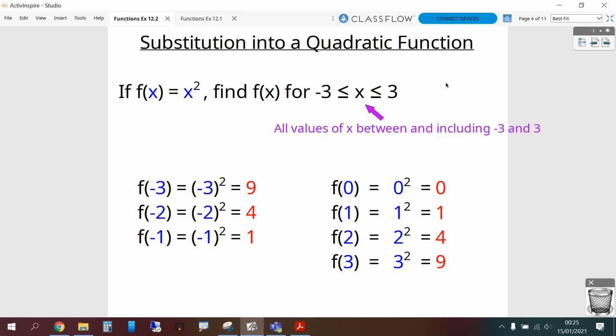Substitution into a quadratic function. If f of x equals x squared, find f of x for all values of x between and including negative 3 and 3. So substituting negative 3 in means we're squaring negative 3, that's 9. Negative 2 squared is 4, negative 1 squared is 1, 0 squared is 0, 1 squared is 1, 2 squared is 4, 3 squared is 9.